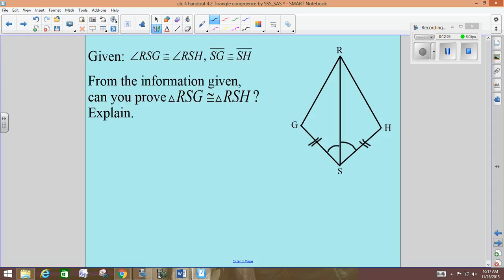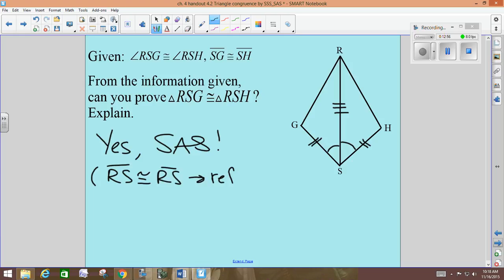Why so, Jack? The side, angle, side, but I only have two sides marked. Good. They are sharing segment RS, so that's got to be congruent to itself. And when you mark your reflexive step, then you can see it goes side, angle, side. From the information, can you prove? Yes. Explain. Side, angle, side. You could even write on there that RS is congruent to RS by the reflexive property, just to beef up your explanation.